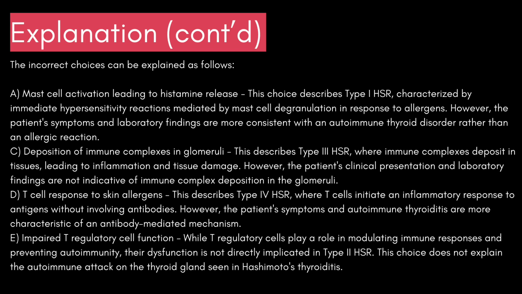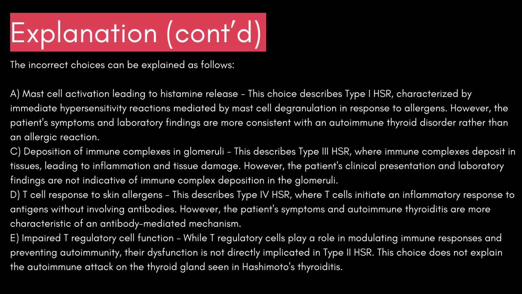E, impaired T regulatory cell function. While T regulatory cells play a role in modulating immune responses and preventing autoimmunity, their dysfunction is not directly implicated in type 2 HSR. This choice does not explain the autoimmune attack on the thyroid gland seen in Hashimoto's thyroiditis.